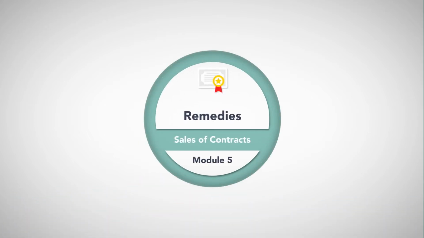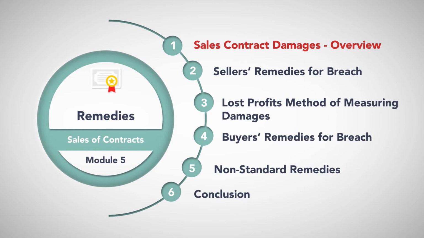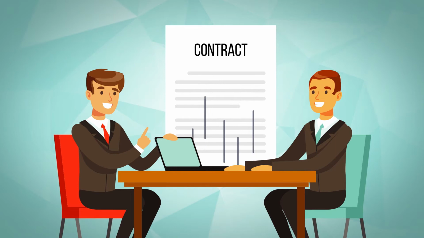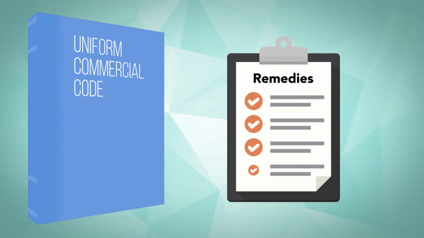Module 5, Remedies. Sales Contract Damages, Overview. The Code leaves the terms of the contract to the parties, along with the conditions that establish breach of contract. The Code doesn't define breach, but provides optional remedies that parties can use.